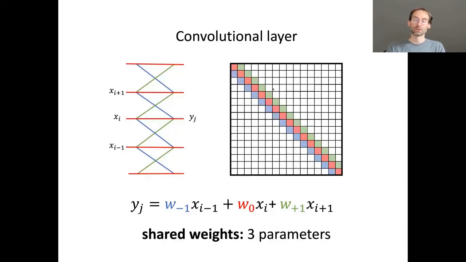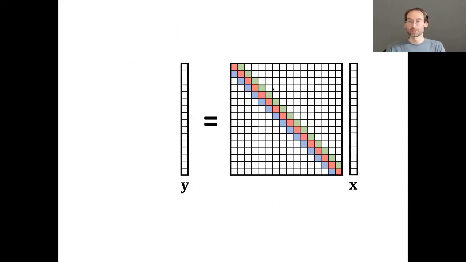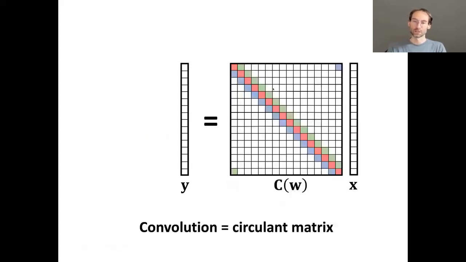So if you look at the matrix of weights that maps from the input to the output, it has this special multi-diagonal structure, where we have multiple diagonals and the weights are always the same on the diagonal. These matrices have a special name. Basically, they are formed by taking a vector and shifting it by one position with some boundary conditions. In this case, it's convenient to think of periodic boundary conditions. So it's a shift with wraparound. This is called a circulant matrix. And convolution can be identified with circulant matrices. So it's a one-to-one representation.